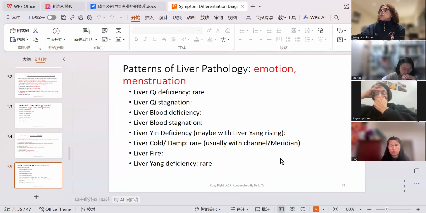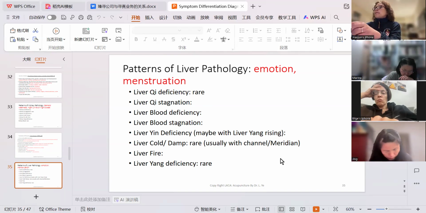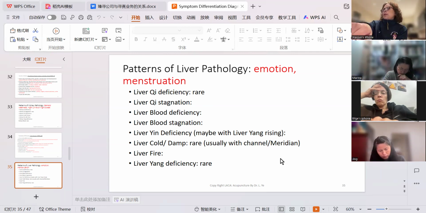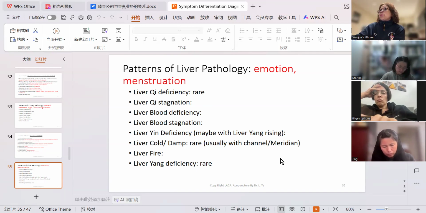We have liver qi deficiency, very rare, but we do have it. In clinical practice, especially with meridian palpation, you'll find quite a bit of that. Liver qi stagnation, very common. Liver blood deficiency, common. Liver blood stagnation, yes, common. Liver yin deficiency, or sometimes with liver yang uprising, yes. Liver cold and damp, rare but not nil; they still have some, especially with some channels and meridians. Liver fire, common too. Liver yang deficiency, very rare.